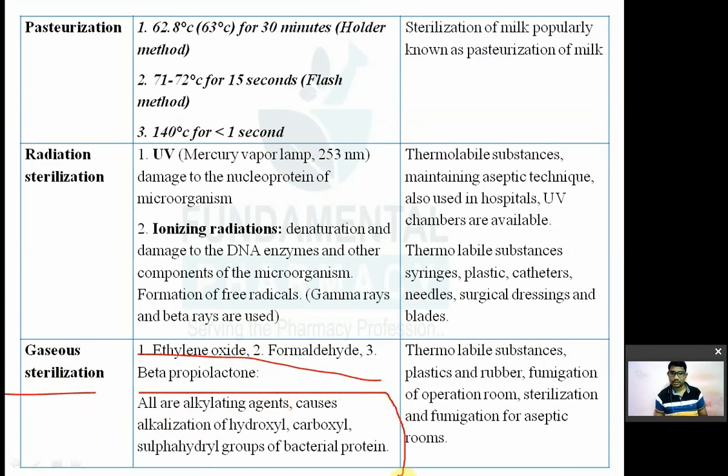All these gases are nothing but alkylating agents. They will cause alkylation of hydroxyl group, carboxyl group, and sulfhydryl groups of bacterial protein. So what they do, they cause alkylation. यहाँ पे मिथाइल रेडिकल को ऐड करेंगे, जो भी हाइड्रोक्सिल ग्रुप जहाँ पे होगा वहाँ पे मिथाइल रेडिकल ऐड करेंगे. उसके बाद में carboxyl group, sulfhydryl group जो है.